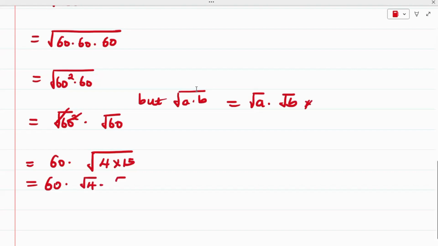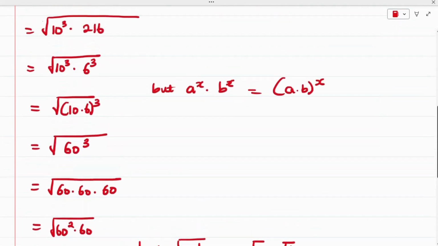So this is equal to 60 multiply, applying this same property, the square root of 4 multiply the square root of 15, and this is equal to 60 multiply the square root of 4, which is 2, multiply the square root of 15, and this is equal to 60 multiply 2, which is 120. So 120 multiply the root of 15, we have this to be 120 root 15, and this becomes the final answer.